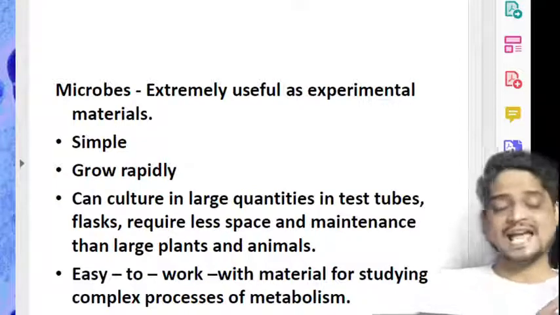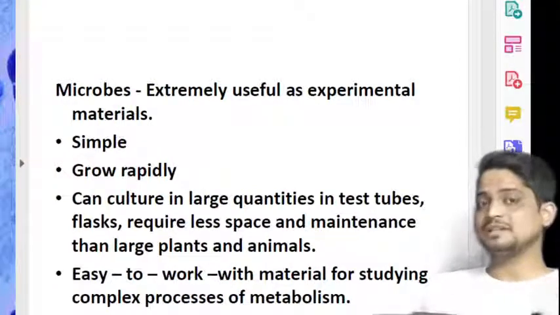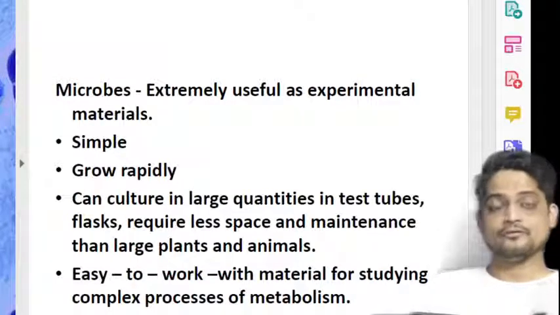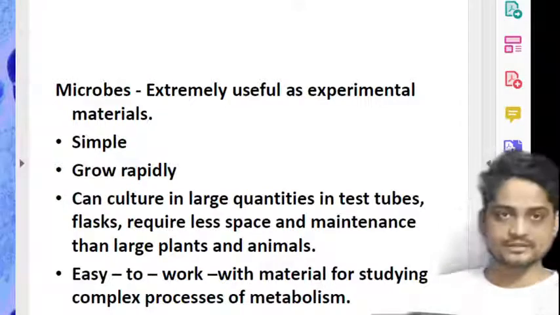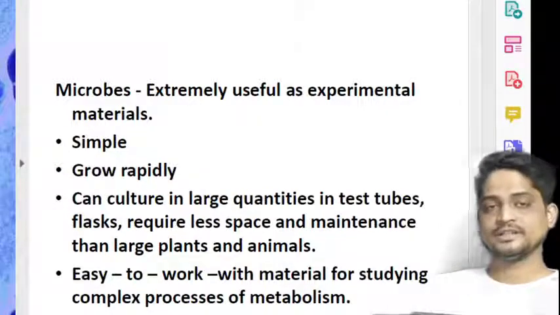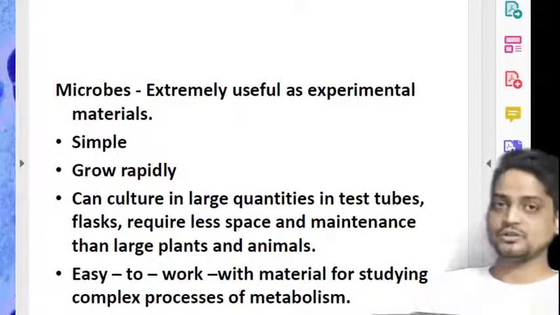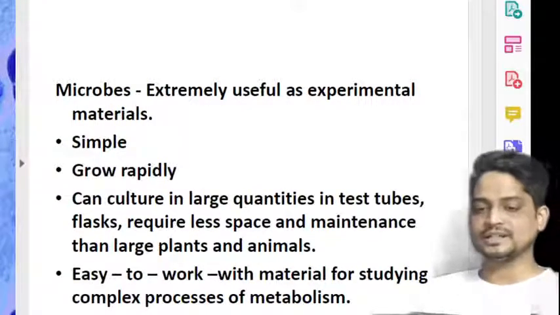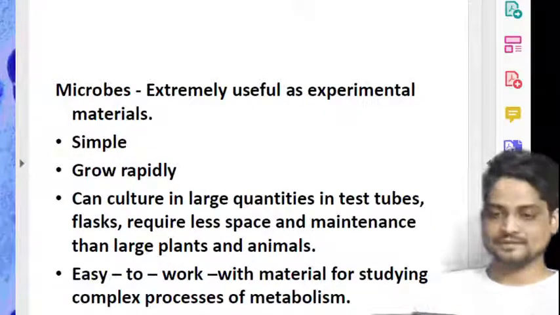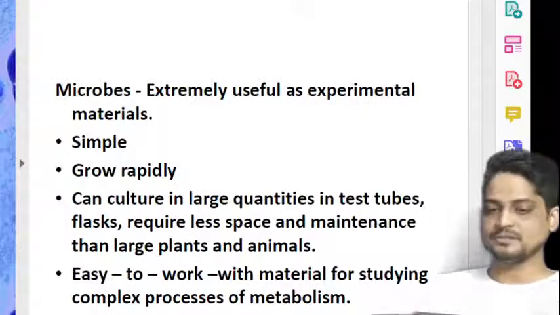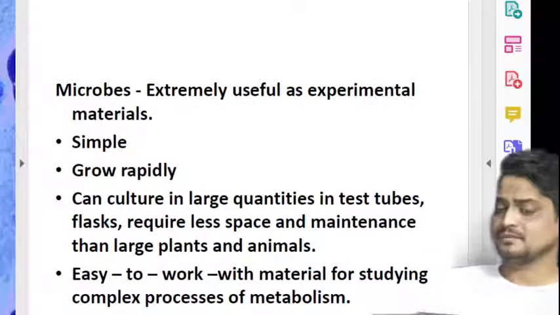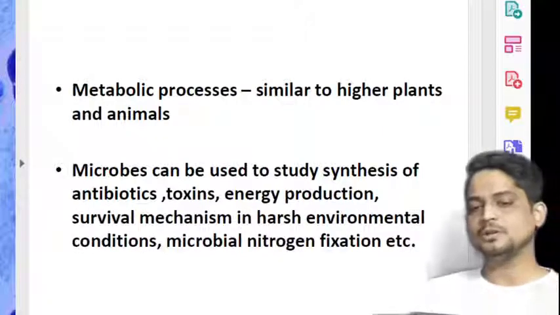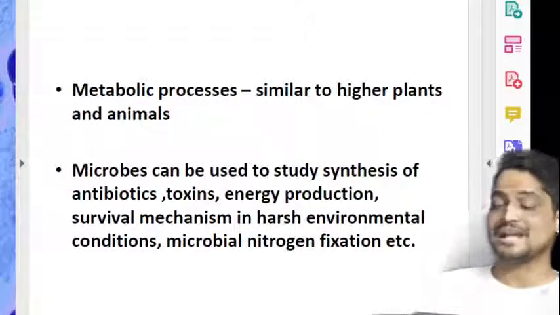We compare with any kind of animals, because an animal has a bigger size, so we have to maintain more precautions and we have to wait for their life cycle to complete. But in the case of microbes, they have a very short life cycle, so we don't have to wait a lot. So they can be cultured in large quantity in test tubes. Flasks require less space and maintenance than large plants and animals. They are easy to work with, material for studying complex processes of metabolism. So metabolic processes are similar to higher plants and animals.